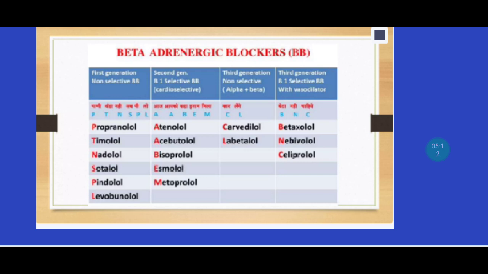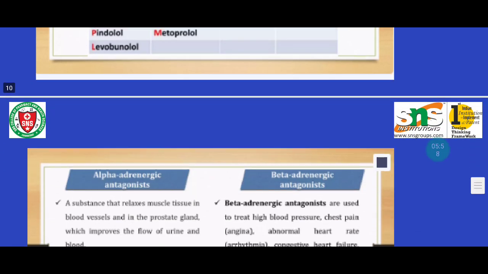Beta adrenergic blockers are classified into first generation non-selective beta blockers, second generation beta 1 selective beta blockers, third generation non-selective, that is alpha and beta blockers, and third generation beta 1 selective beta blockers with vasodilator. For first generation non-selective, examples are propranolol, timolol, nadolol, sotalol, pindolol, and levobunolol. For second generation beta 1 cardioselective: atenolol, acebutolol, bisoprolol, esmolol, metoprolol. Alpha and beta blockers: carvedilol and labetalol. And beta 1 selective with vasodilator: betaxolol, nebivolol, and celiprolol.